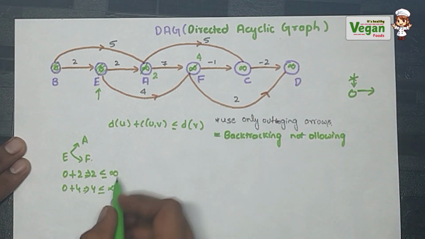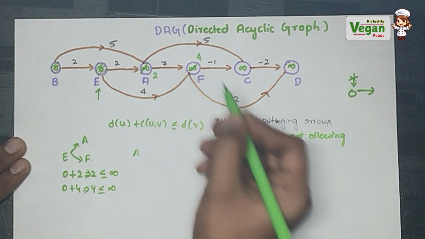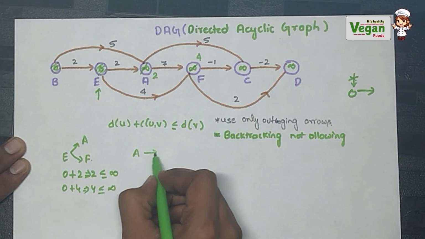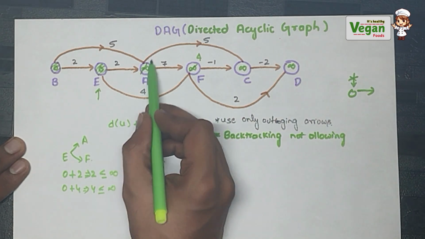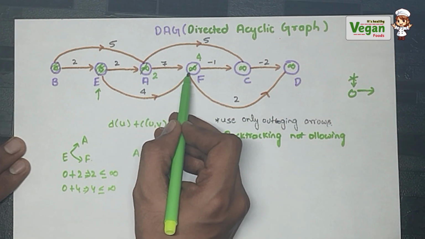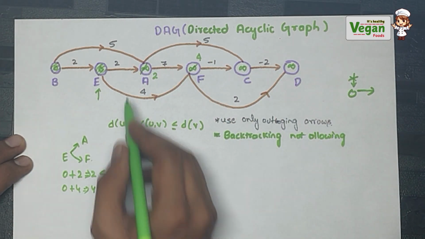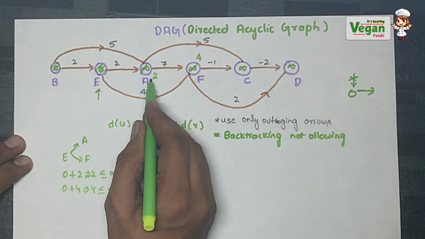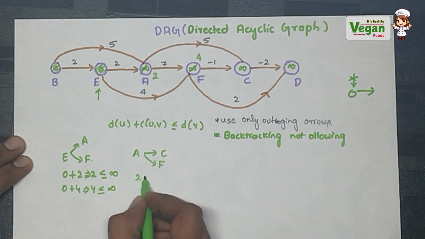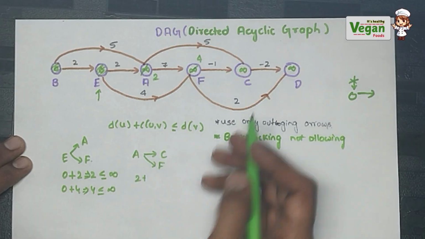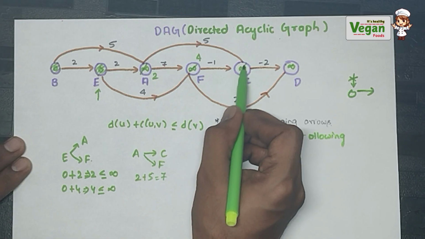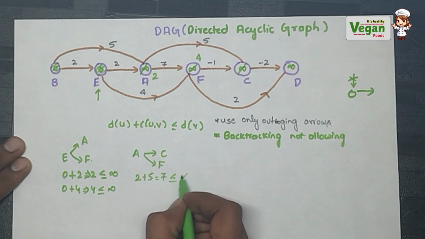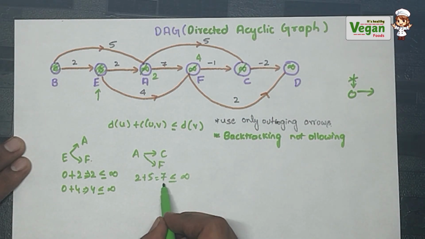Now A. If you consider A, from A you can go to C, and from A you can go to F. A value is new, equal to 2. 2 plus A to C, which is 5, so 2 plus 5 is 7. C value is infinity. So 7 is less than or equal to infinity, and I will write 7 here.